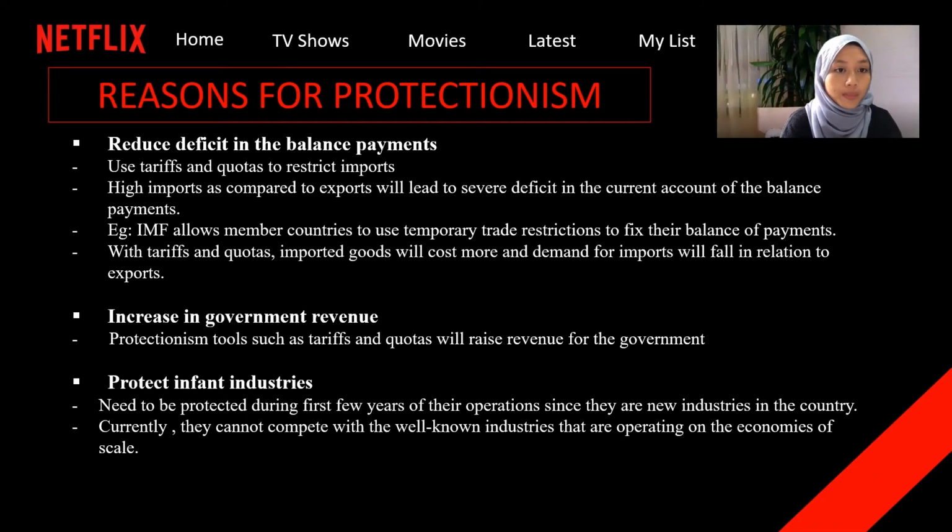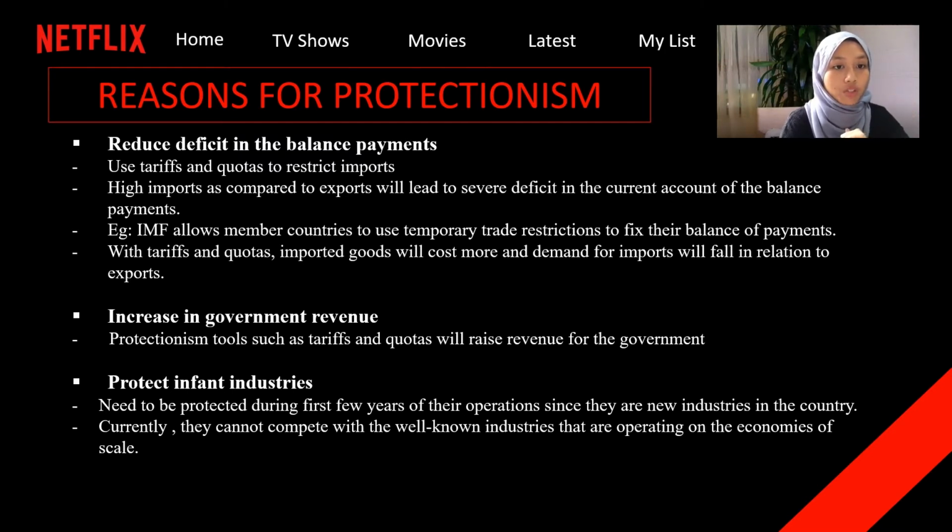The COVID-19 pandemic will remain the biggest threat to economic recovery in Malaysia. Malaysia must make use of its domestic advantage to find opportunities for its own economic growth. So, what are the reasons for protectionism? We have 5 reasons for protectionism.